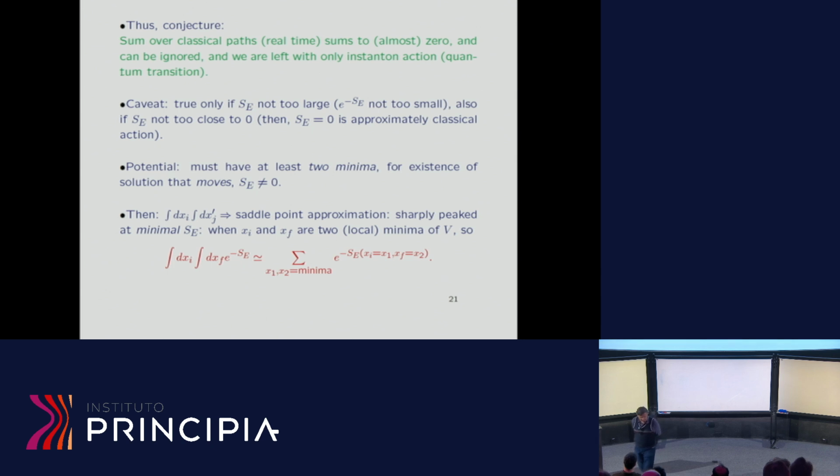That's one caveat. It also cannot be, the SE cannot be too close to 0, because the action being 0 means sitting at a point, and that's certainly a classical path. So the caveat is that E minus SE cannot be too small or too large, and unfortunately I don't know how to quantify that, at least not yet.